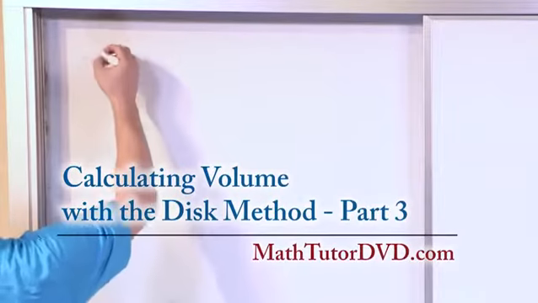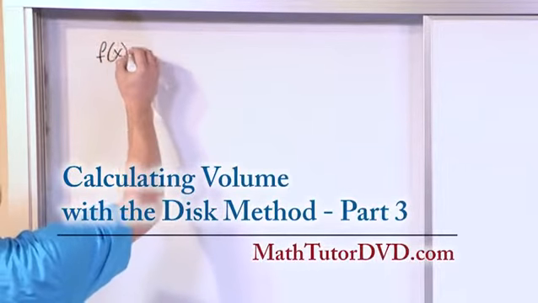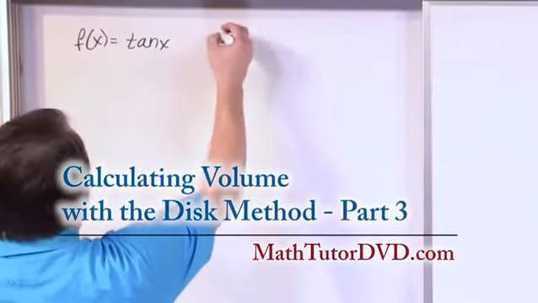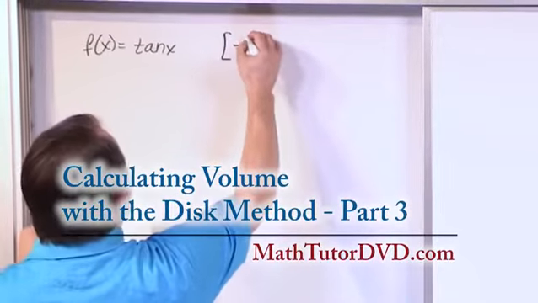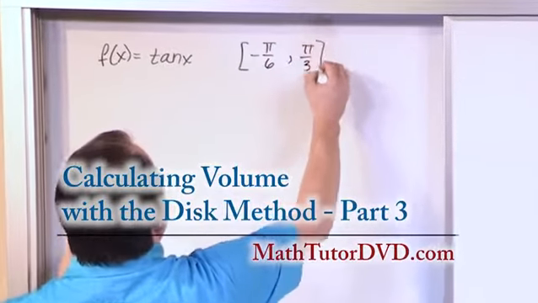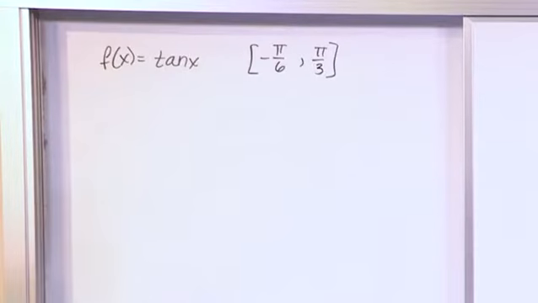So our next function looks surprisingly simple. f of x is tangent of x. That's all it is. Nothing more complicated than that. And we go from negative pi over 6 up to pi over 3. So we're revolving this function around the x-axis and we're integrating over those boundaries.